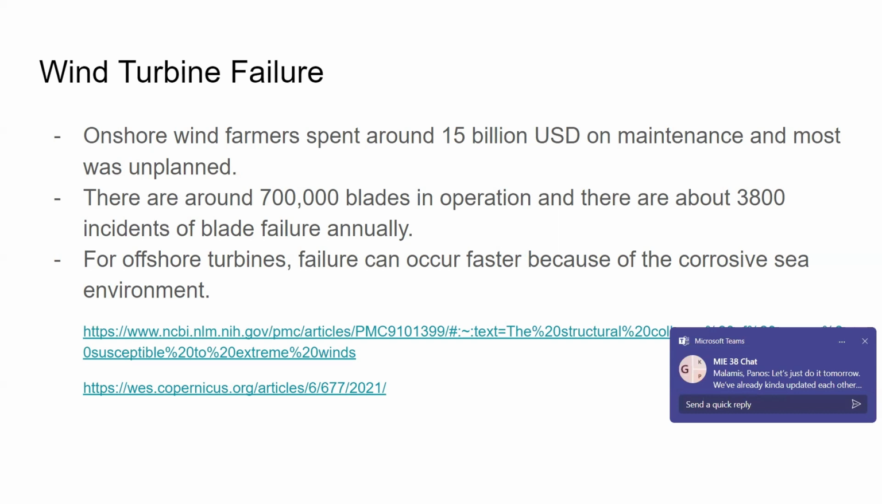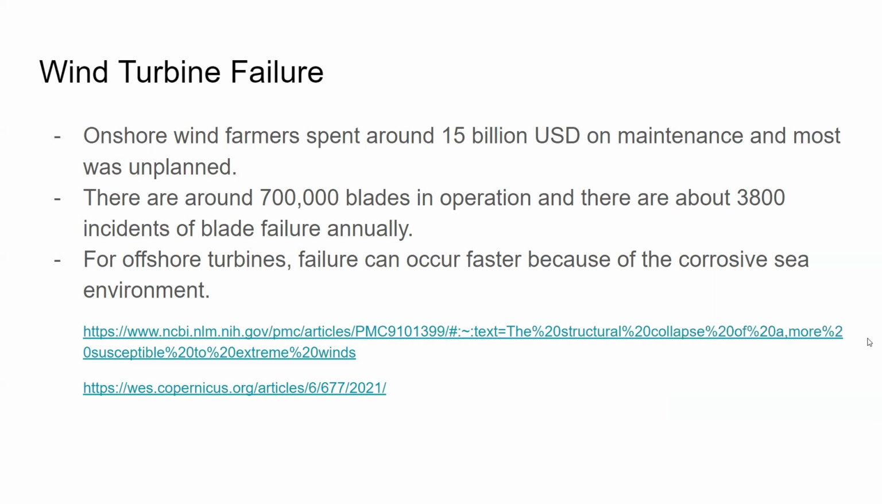This is just an overview about wind turbines. I found two links, and they're about offshore wind farms. They spend around 15 billion USD on maintenance, and most of it is usually unplanned. There are around 700K blades in operation, and there are about 3,800 incidents of blade failure annually. And with offshore turbines, failure can occur faster because of the corrosive sea environment.